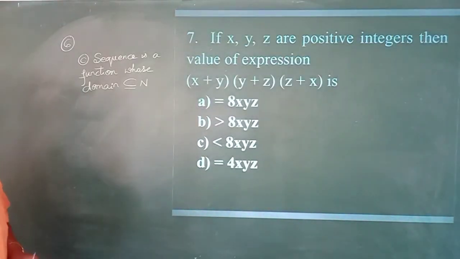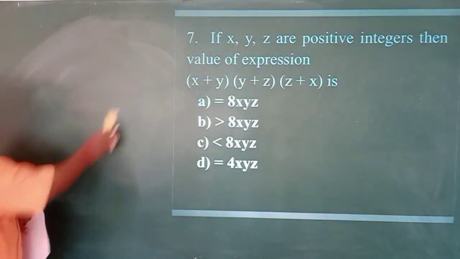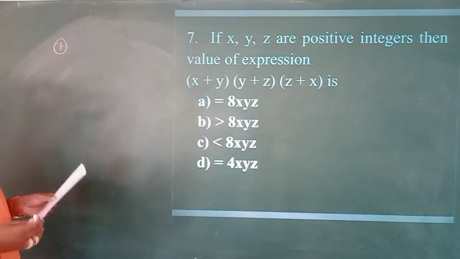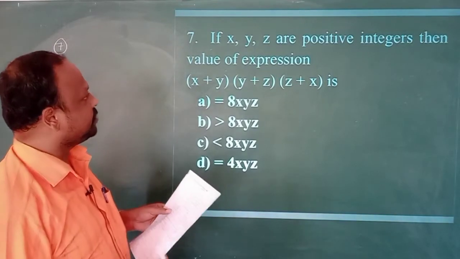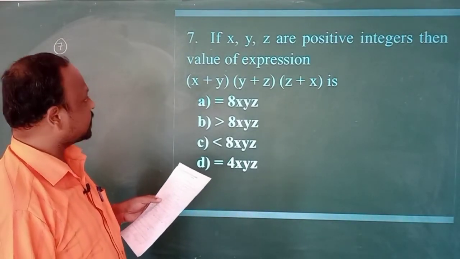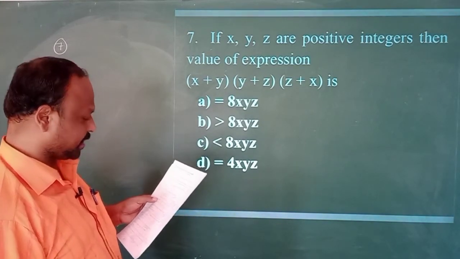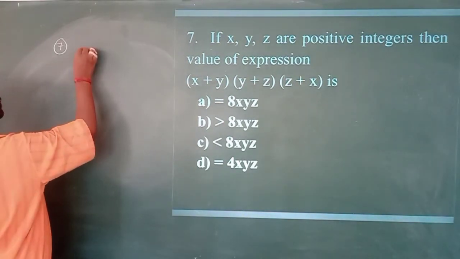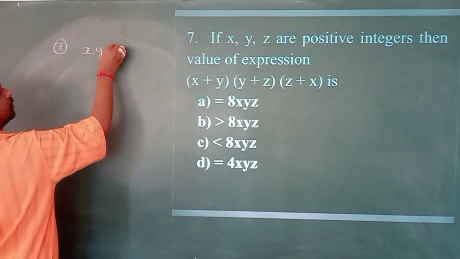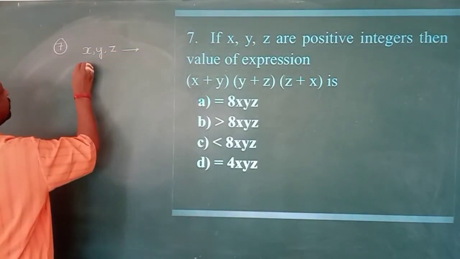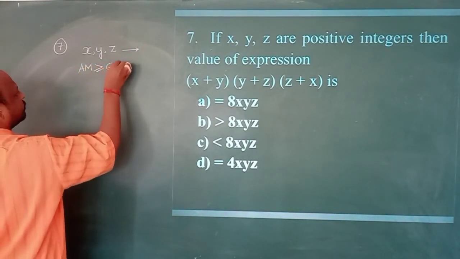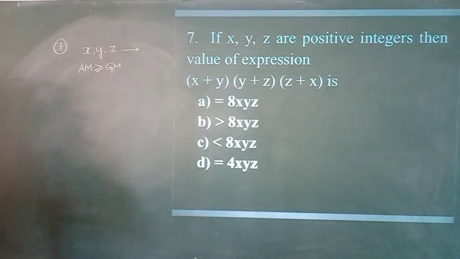Next one. Seventh one. If x, y, z are positive integers, then (x plus y)(y plus z)(z plus x) is. You should know one thing: whenever x, y, z are some numbers, we have one expression, arithmetic mean is always greater than or equal to geometric mean.